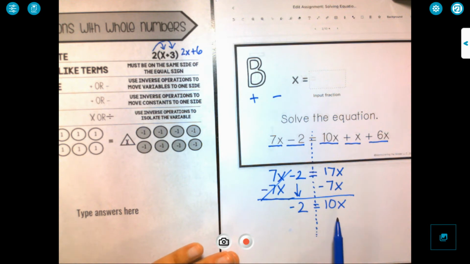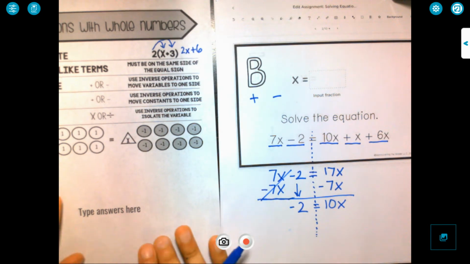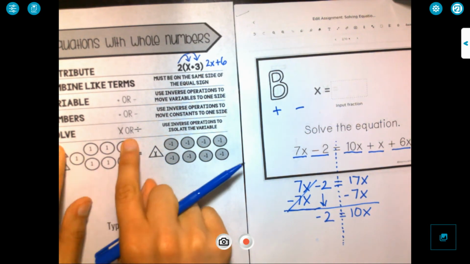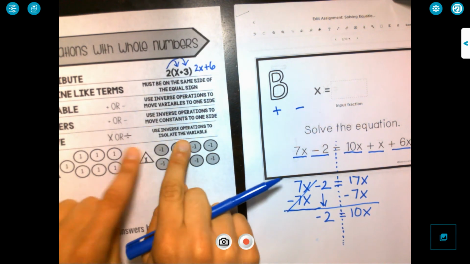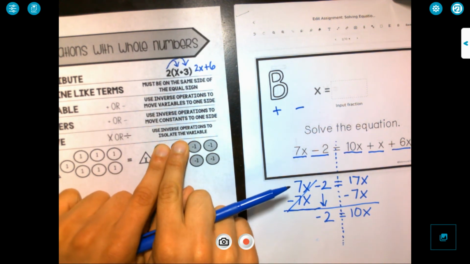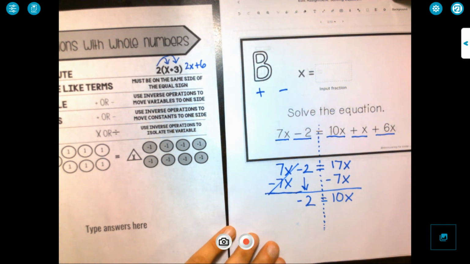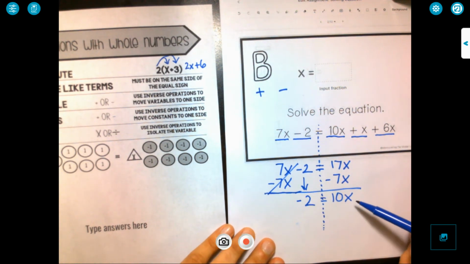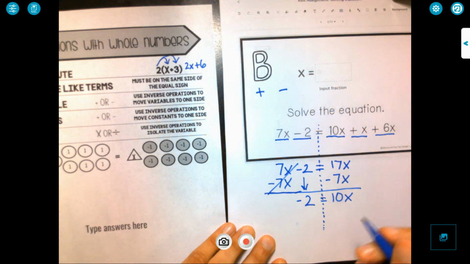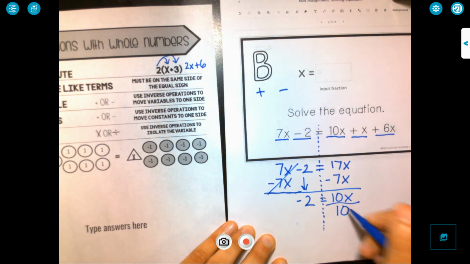We have a constant and a variable on each side. That's what we want. So now we can solve by using multiplication or division. And it says use inverse operations to isolate the variable. So to isolate the variable, you're going to use multiplication or division. So over here, we have 10x, which is the same thing as 10 times x. So 10 times a number. The inverse operation of multiplication is division. So we're going to divide by 10 on both sides to get it equal to just 1x.